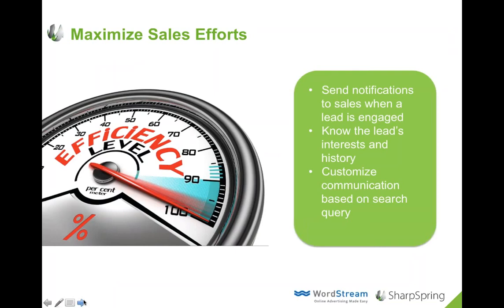Now that we have a hot lead, we need to maximize our selling efforts. For example, we can send a notification to a salesperson when the lead does something of importance, like viewing the site, such as a pricing page, or hits a certain threshold in lead scoring, identifying that top 20%, the hot leads, or a call to action button, for example.